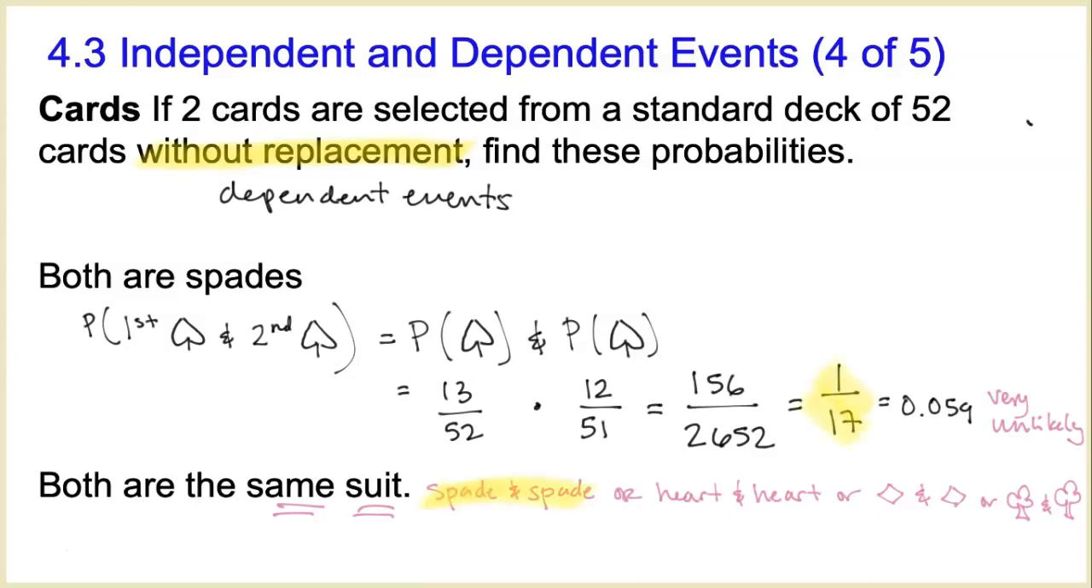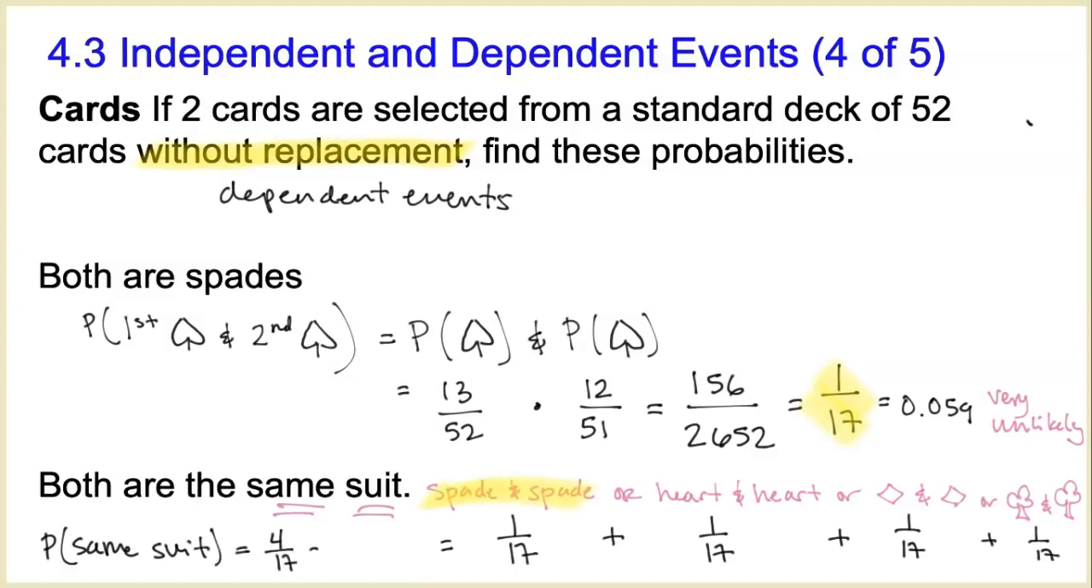Now we can simplify the process because we already found spade and spade, right? We know that is 1/17, so that outcome we already found. And technically we don't really need to continue to find these because a heart and a heart is going to be the same. There's 13 hearts out of 52, so it's going to be the same setup. And then there's 13 diamonds out of 52, and there's 13 clubs. So the probability of having the same suit would be 4/17, or 0.24, which is an unlikely event. So this is a higher likeliness of this, because now we have 4 different ways to get the same suit versus just one way.